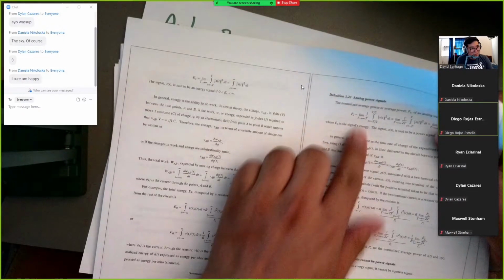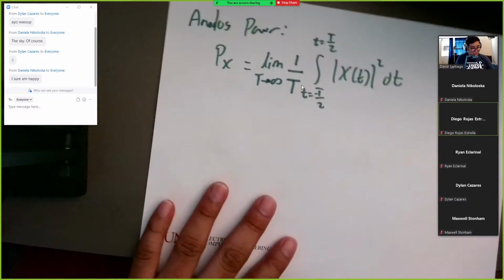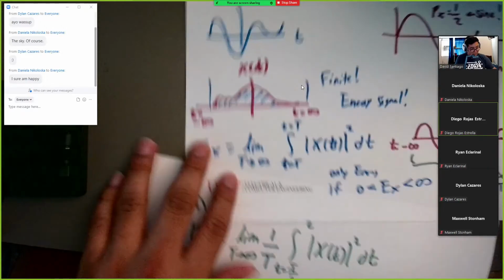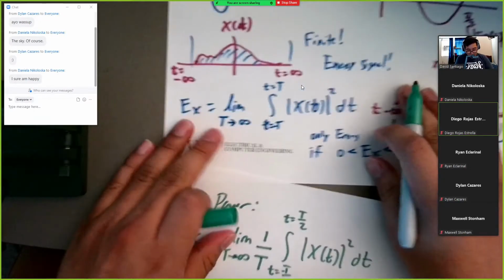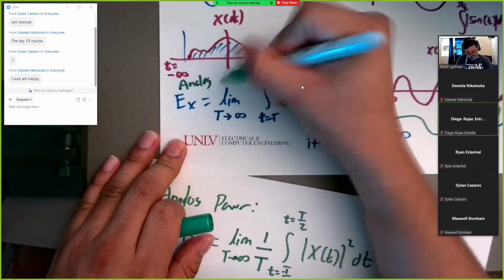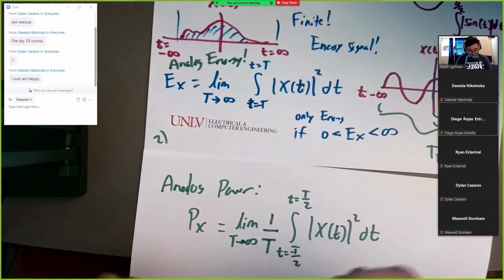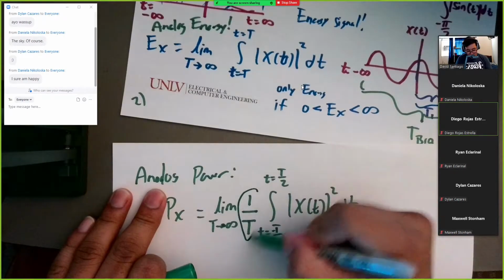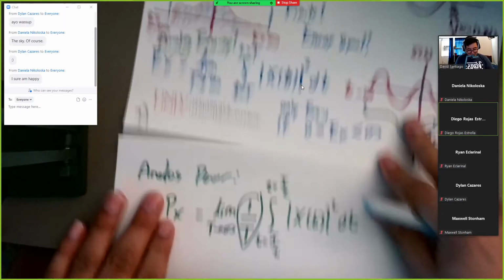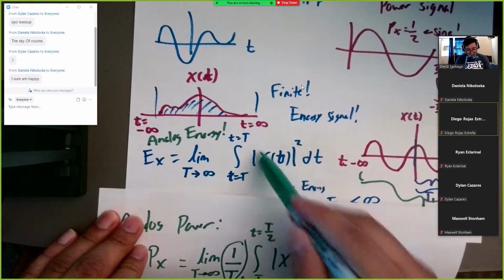So the only difference between the energy definition and the power definition, here's your energy definition, actually let me write that down, analog energy, is this 1 over t. So that's how we keep stuff bounded. If you were to put these two together, here's energy, and then here's power.